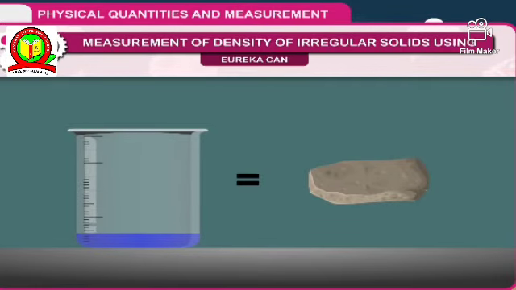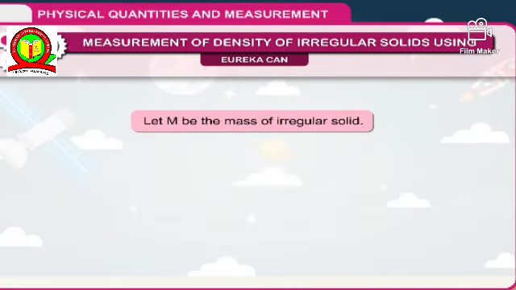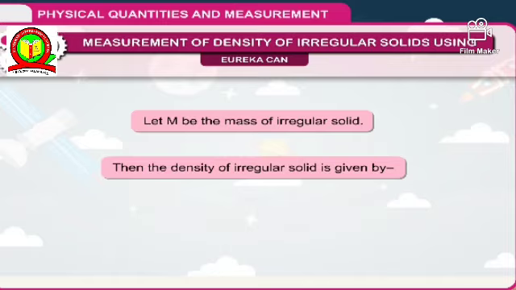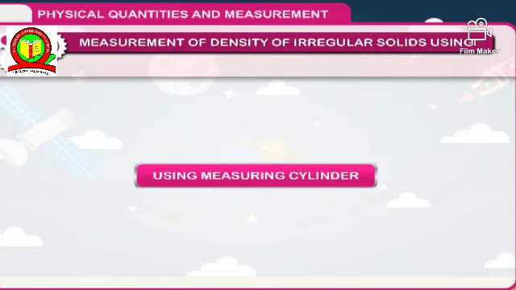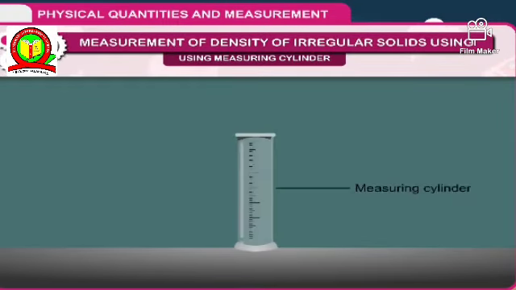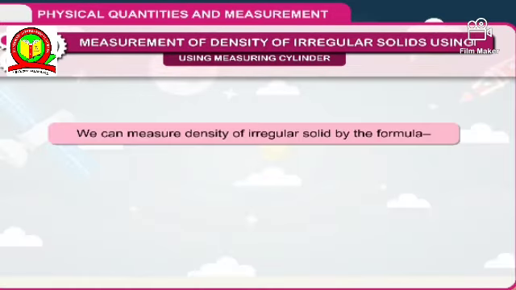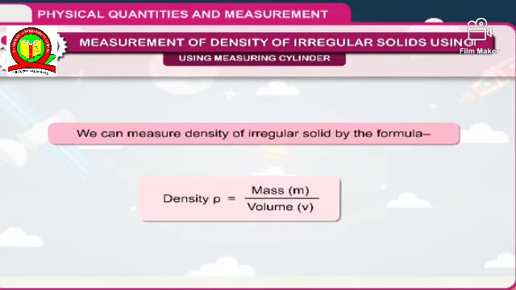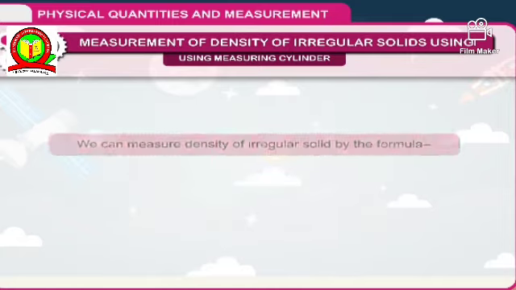Let it be V. Let M be the mass of the irregular solid. Then, the density of the irregular solid is given by M divided by V. Using a measuring cylinder: again, by measuring mass using a beam balance and volume using a measuring cylinder, we can measure the density of an irregular solid by the formula density is equal to mass divided by volume.